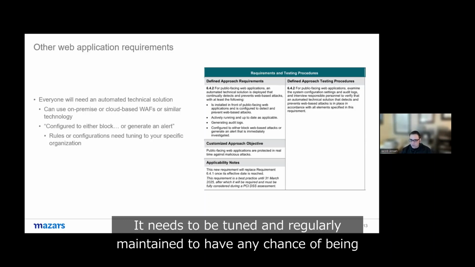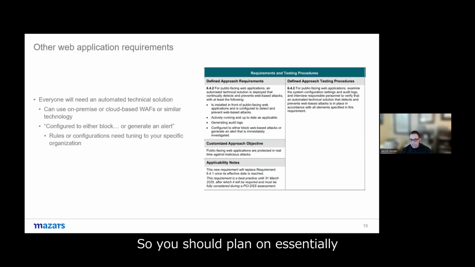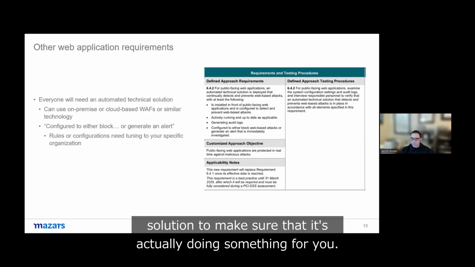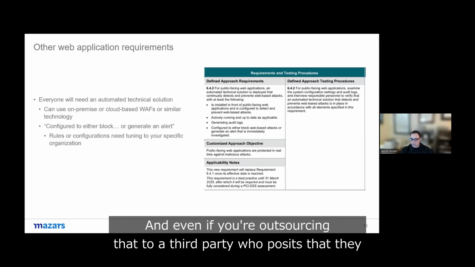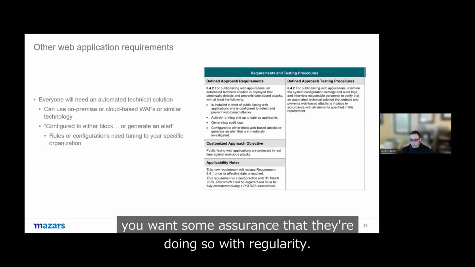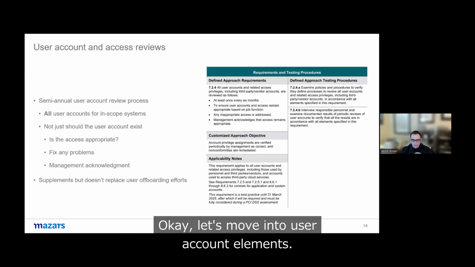It needs to be tuned and regularly maintained to have any chance of being effective at stopping those kinds of attacks. So you should plan on essentially that total cost of ownership of the care and feeding of your automated technical solution to make sure that it's actually doing something for you. And even if you're outsourcing that to a third party who posits that they are maintaining the rule set and tuning that based on their threat intelligence, you want some assurance that they're doing so with regularity. Okay, let's move into user account elements.